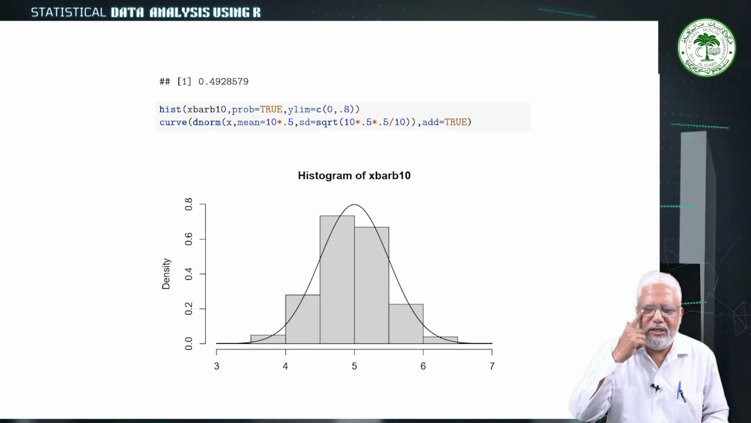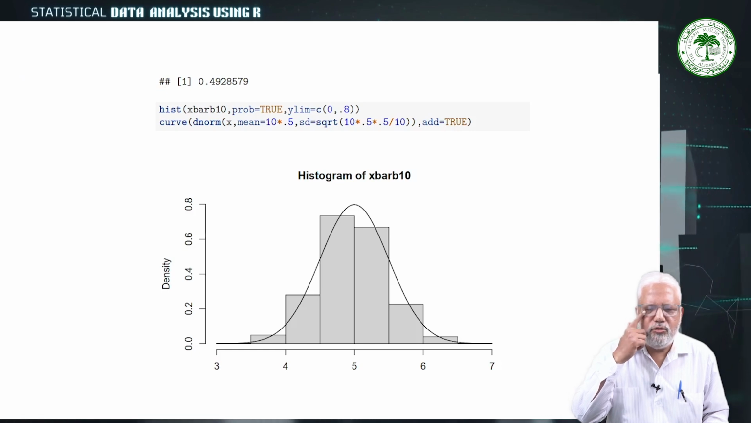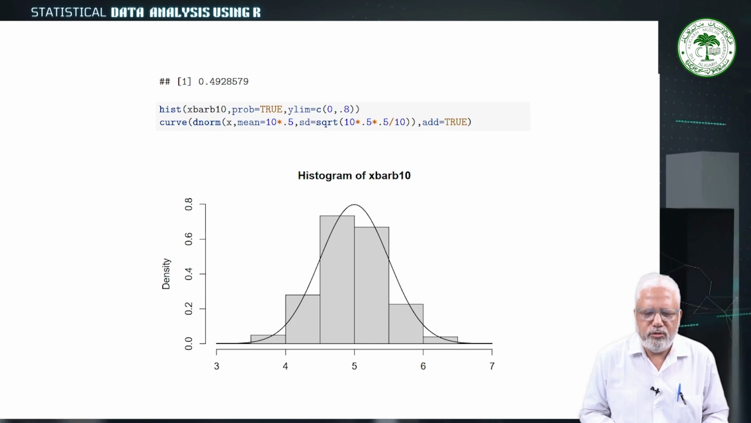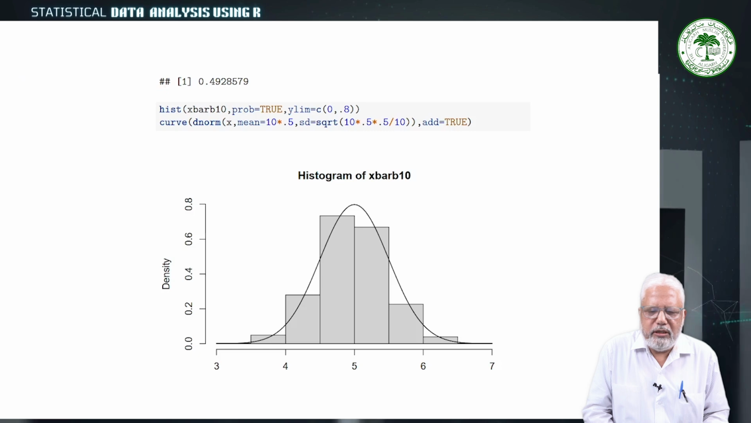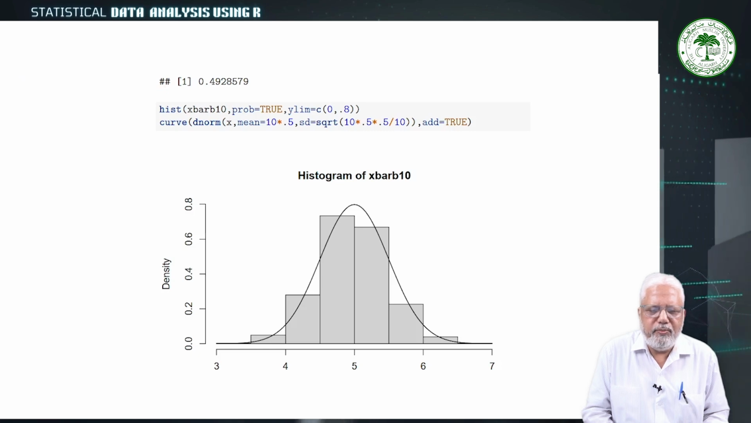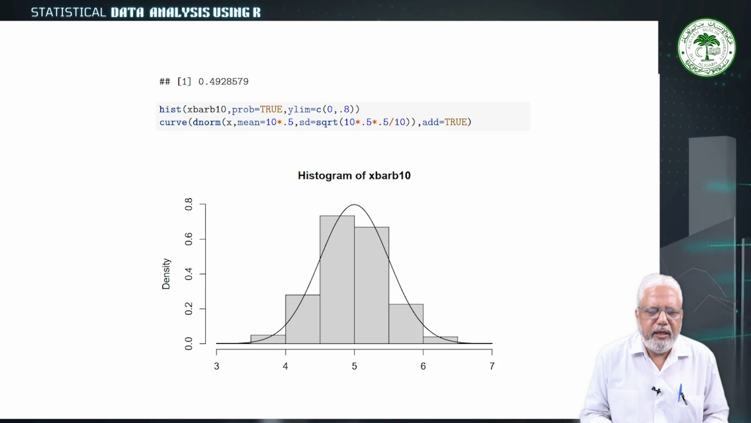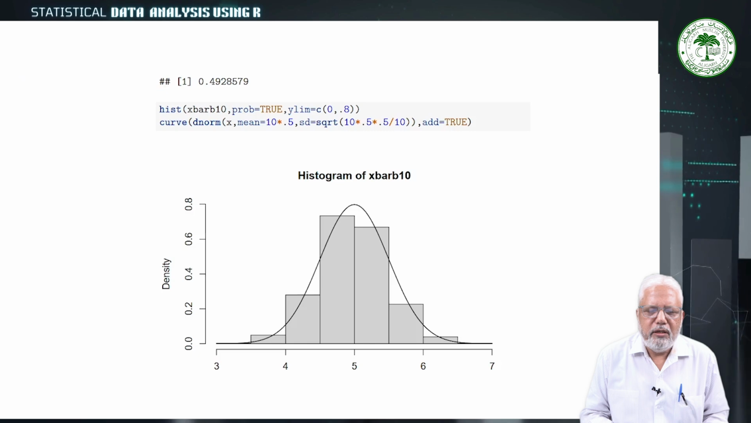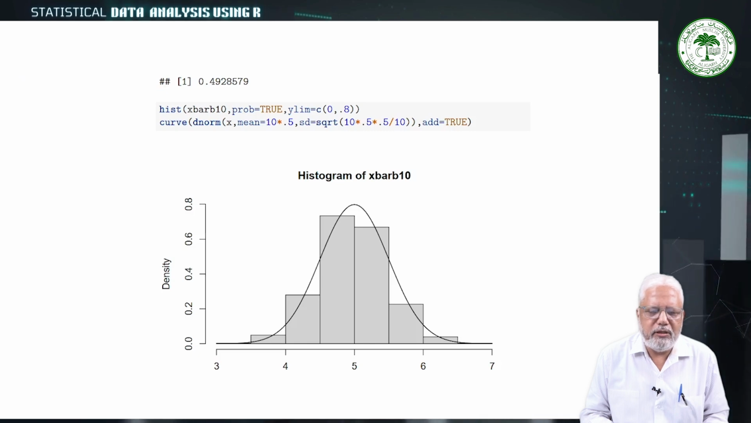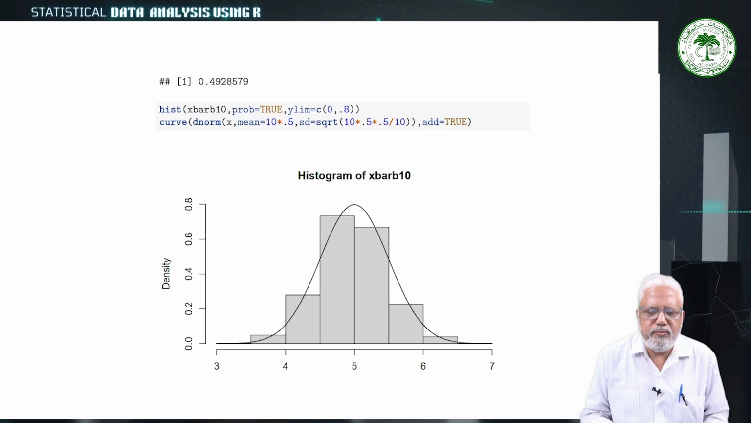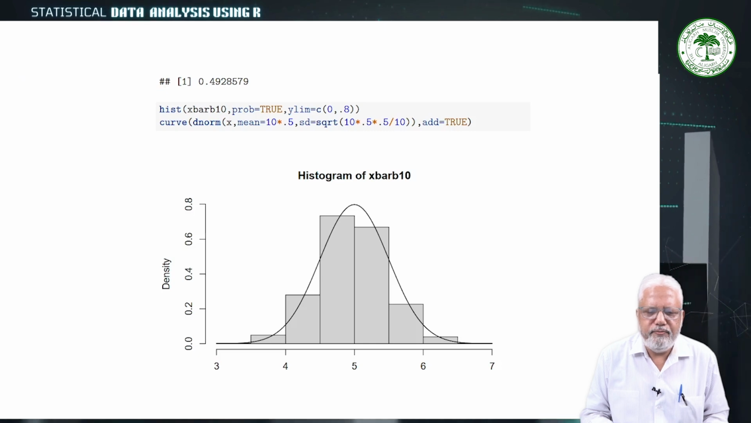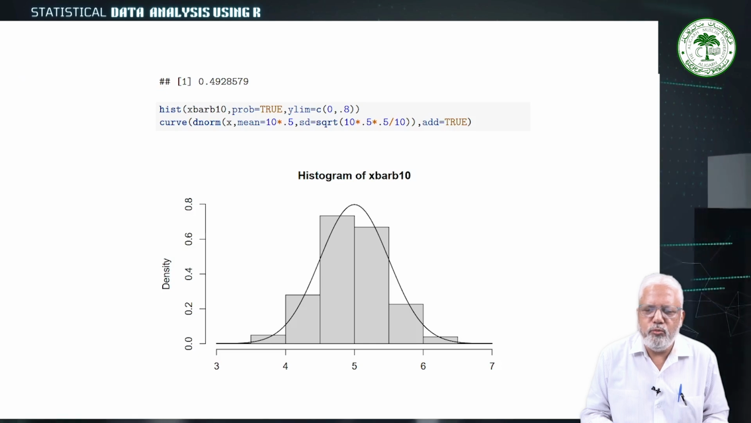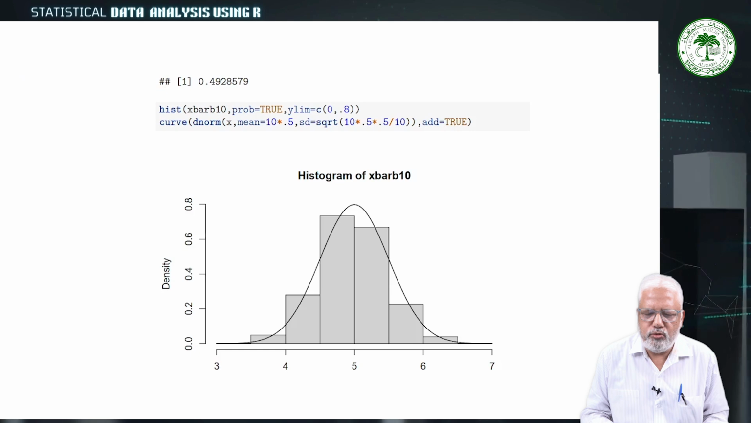Actually it is an approximation, because we are trying to approximate the sample means by the normal distribution. So, the simulated data, on the basis of which we are making this histogram, we are trying to approximate by the normal distribution because of the central limit effect. So, here dnorm x, mean is equal to 10 into 0.5, that is 5, and SD is equal to SQRT of 10 into 0.5 into 0.5 divided by 10, add is equal to TRUE.